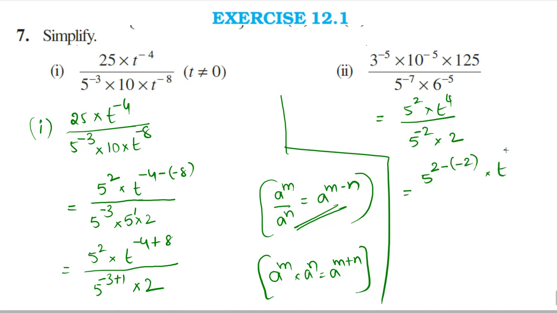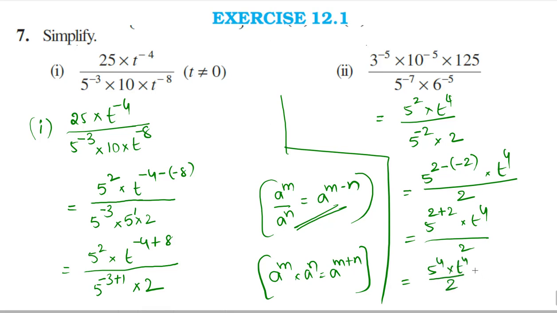Then times t to the power of 4 divided by 2. This is equal to 5 to the power of 2 minus into minus plus 2 times t to the power of 4 by 2. So this is equal to 5 to the power of 4 into t to the power of 4 by 2. This is equal to 5 to the power of 4, which is 5 into 5 into 5 into 5, which is equal to 625. Then times t to the power of 4 by 2. So this is the final answer.